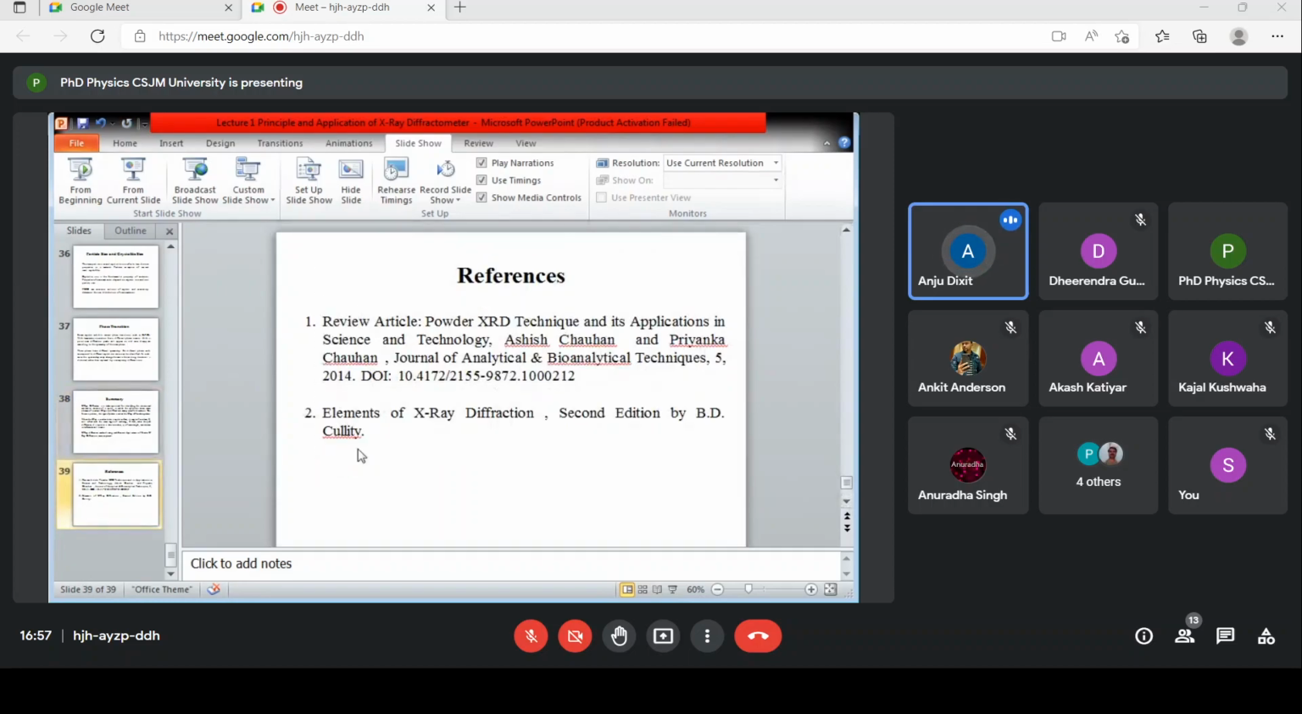And these are the references which I have used to prepare these slides. A review article on this powder X-ray technique and its applications in science and technology by Ashish Chauhan and Priyanka Chauhan, published in the Journal of Analytical and Bioanalytical Techniques, and the very famous book by B.D. Cullity, Elements of X-ray Diffraction.